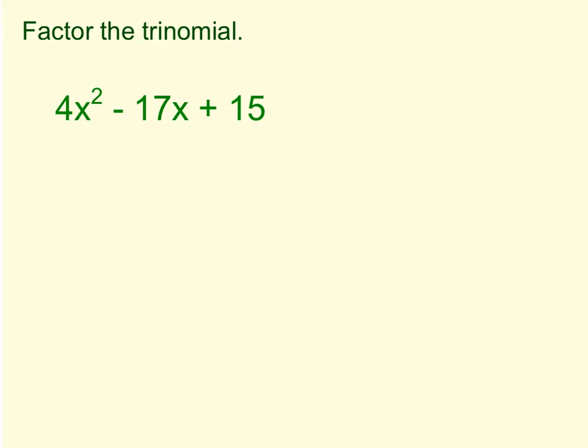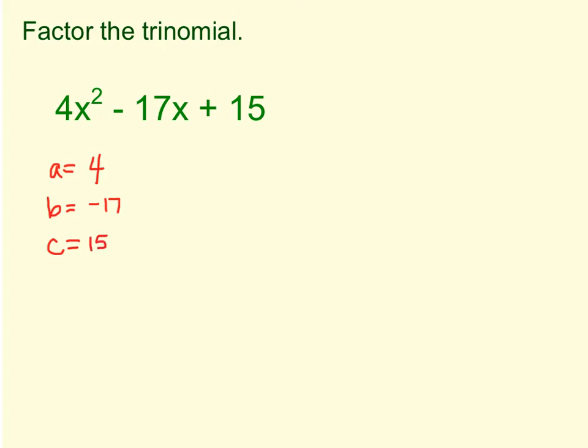So what we're going to do is first make sure that we have identified our a, b, and c values of the trinomial. Just in case we didn't know this yet, you've got your x squared term. The a value is always the number in front of it. So our a is 4. Our b value is the number in front of the x, and we want to make sure we have the right sign. That's going to be a negative 17. And then our c value is a positive 15.